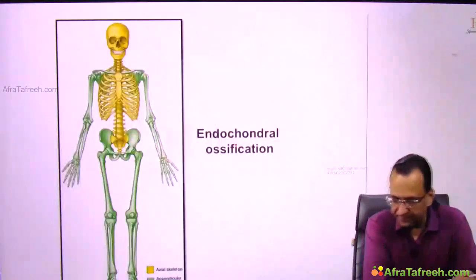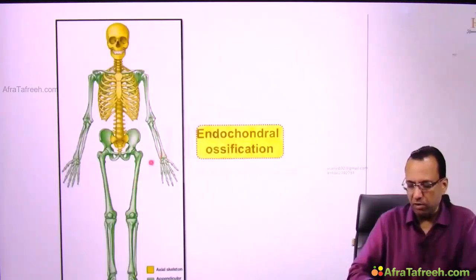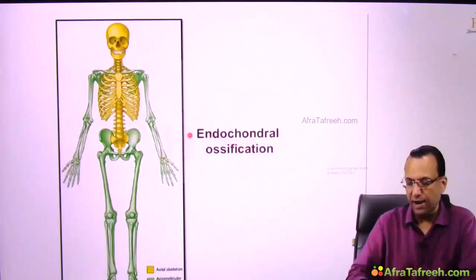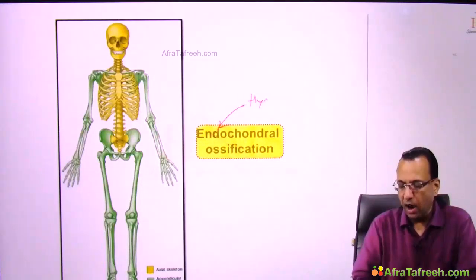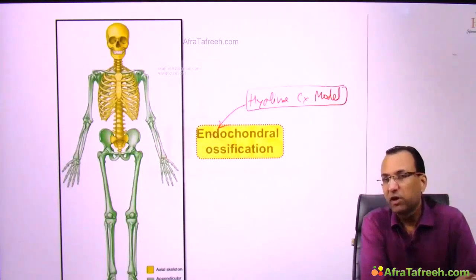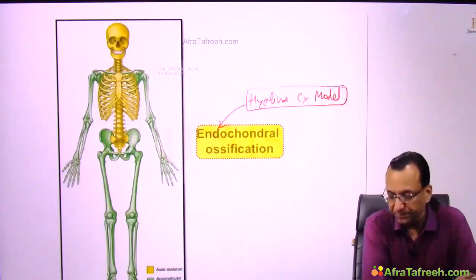You have to understand, most of the bones, maybe the appendicular skeleton, upper limb, lower limb, or the vertebra, ribs, or base of the skull, this is all endochondral ossification. The bones are developing in hyaline cartilage. There's a hyaline cartilage model, and that hyaline cartilage model is then ossified, endochondral, inside the hyaline cartilage.